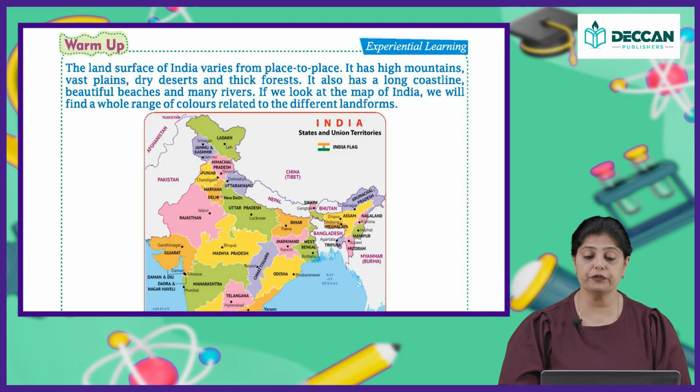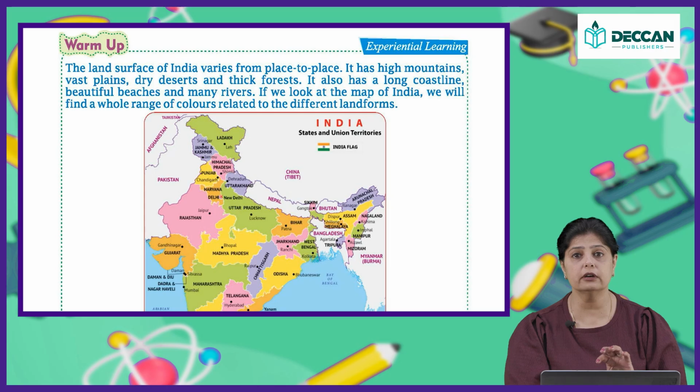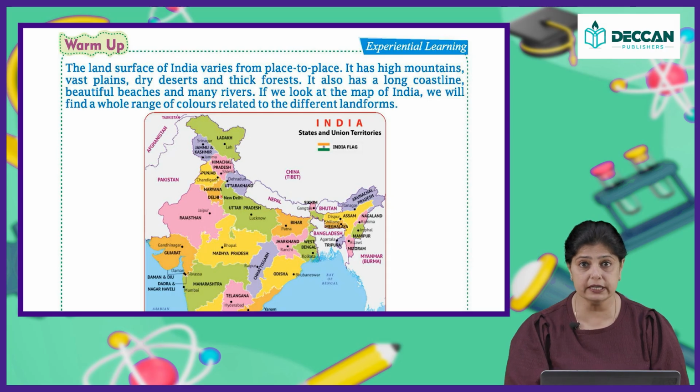The land surface of India varies from place to place. If you have travelled out of the place where you live, out of the state that you've lived, you will see that the area of that place is different, the climatic condition is different. You may have a lot of mountains there or you may have the sea there. So, these are different features of India. The land surface of India varies from place to place.